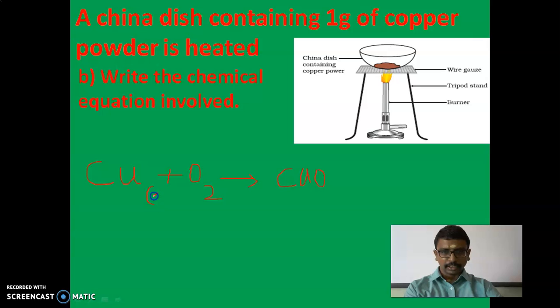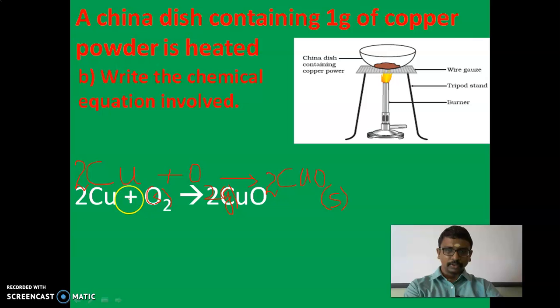It is in solid state. The oxygen gas is in gaseous state. And copper oxide is also in solid state. So here the oxygen in the reactant, the number of atoms will be 2. Here only 1. So here we have to put 2 before CuO. The copper will contain 2, so here also we have to put 2 before copper. So this is the chemical equation. That is 2 molecules of Cu plus O2 gives 2 molecules of CuO.